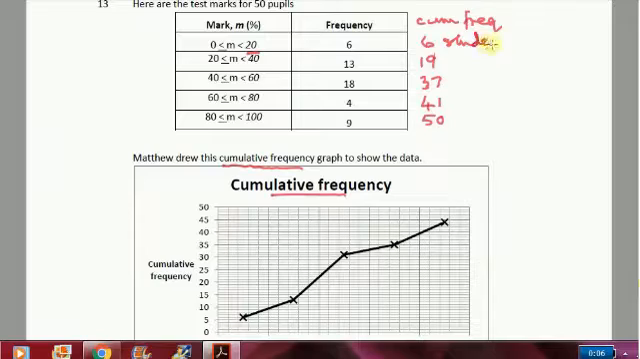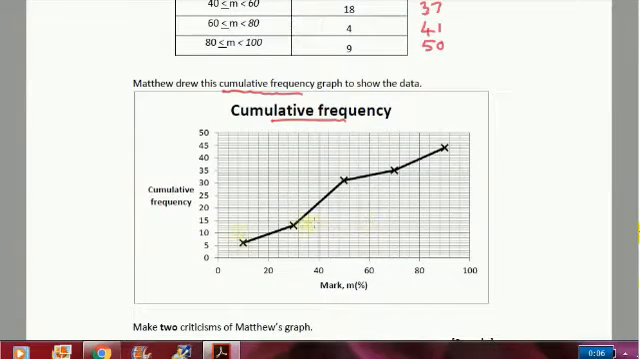6 students scored less than 20. In the same way, 19 scored less than 40, and so on. 37 scored less than 60, and so on. So 6 students scored less than 20.